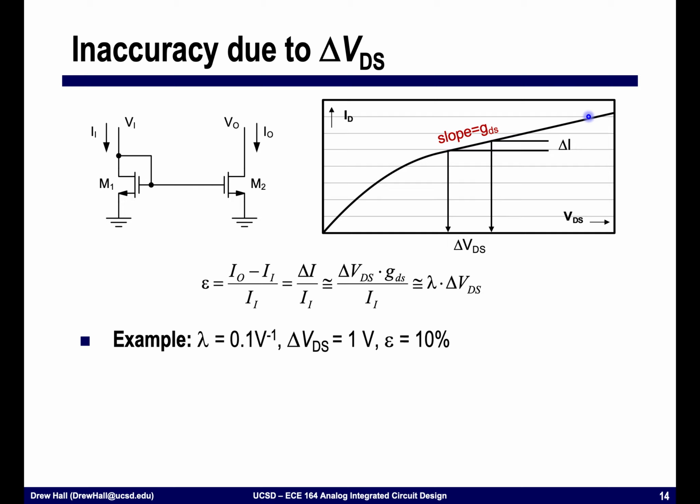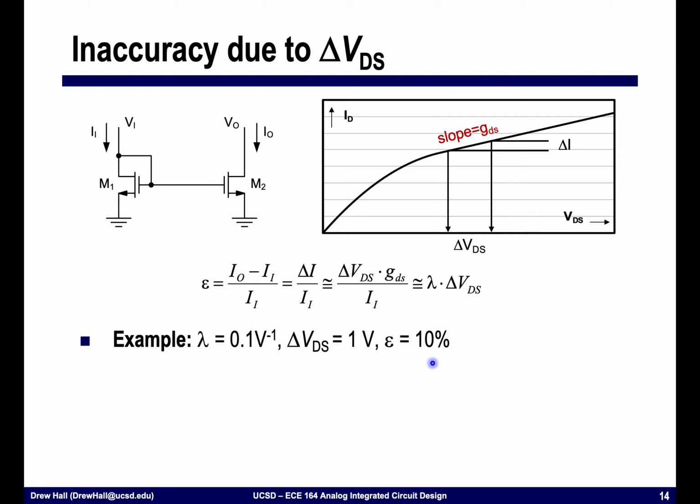And so if I calculate how much error I get in the currents, I take I out minus I in divided by I in, and I get delta I divided by I in, where delta I is equal to the difference in VDS between these two voltages times the slope of this IV curve. And this is going to give me lambda times VDS, approximately. Okay, and so just as a simple example, let's say that we had lambda is equal to 0.1 divided by volts times a 1 volt difference. This would give me a pretty substantial error of 10% in my output current.